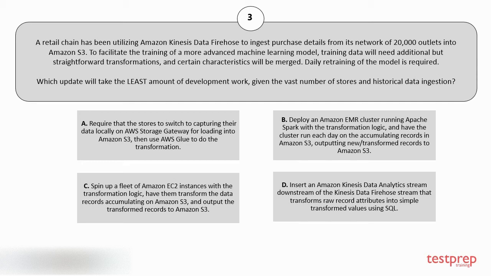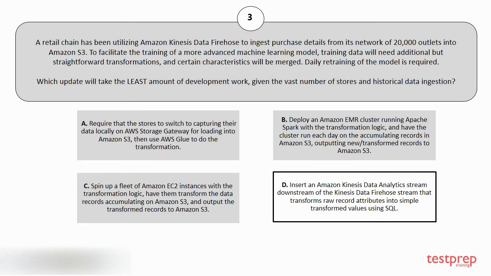D. Insert an Amazon Kinesis Data Analytics stream downstream of the Kinesis Data Firehose stream, that transforms raw record attributes into simple transformed values using SQL. The correct answer is option D.